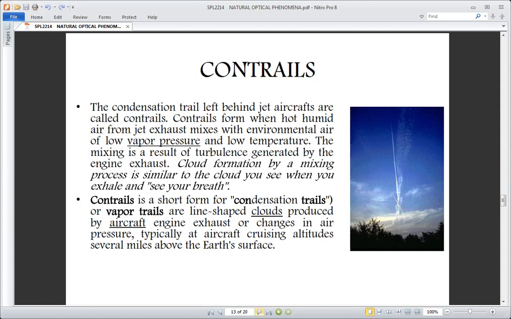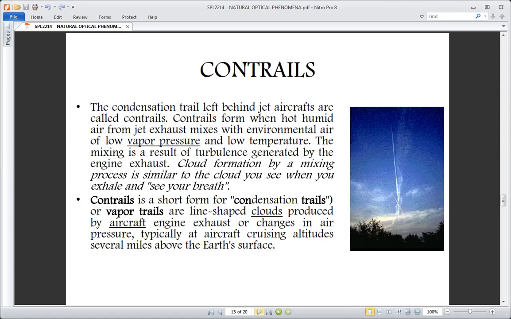Contrails form when hot, humid air from jet exhaust mixes with environmental air of very low pressure and low temperature. So that is the difference. That is the understanding of contrails. It kind of brings in what we call cloud formation, because the ice itself is an aspect of cloud. So next time you see an aeroplane moving and you see a very white trail following the aircraft, remember the process of condensation.